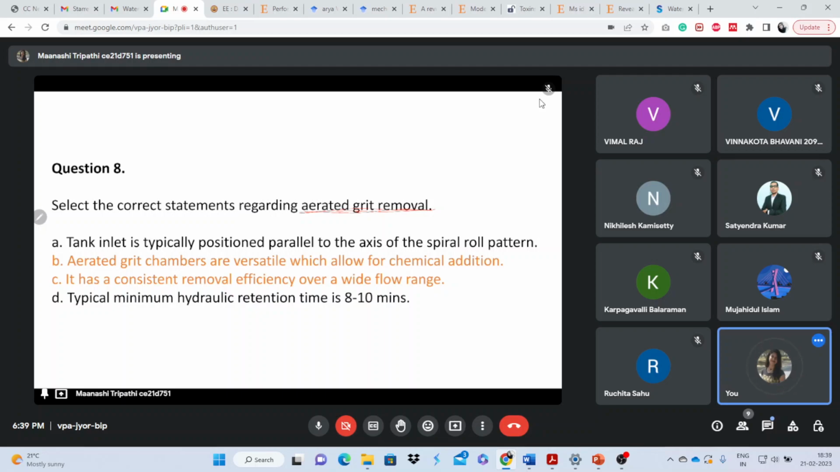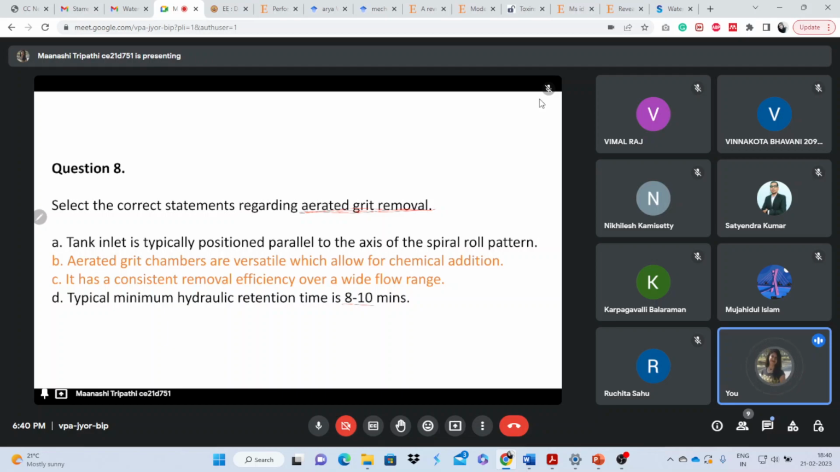And option D: minimum hydraulic retention time is 8 to 10 minutes. That is not possible. We give very little time. Why? Because if more time is given, then the organic particles will start settling. When the organic particles start settling, bacteria will start growing and there will be so much nuisance. Then we have to clean more and more, and there will be smell also.